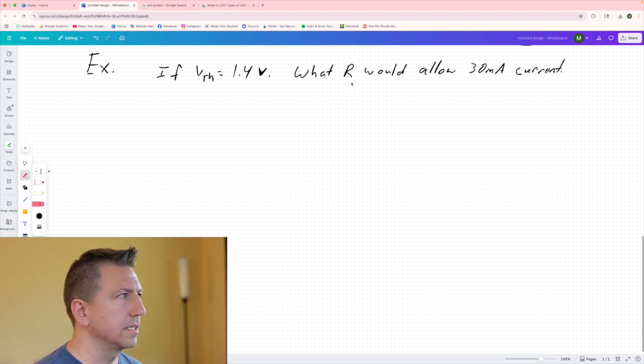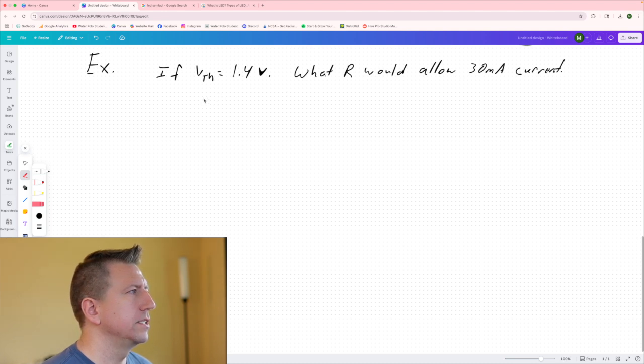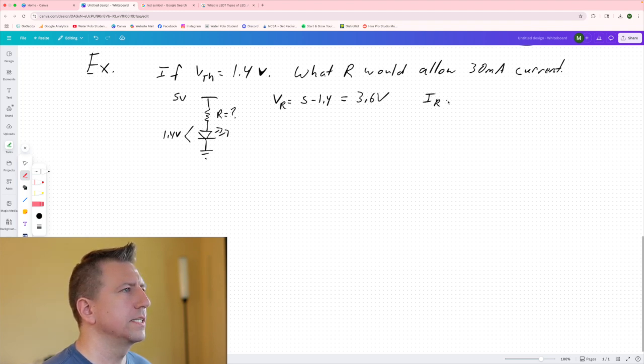Okay, so first thing we're going to do is just kind of redraw our circuit. Okay, so there we have it. We're looking for this R. We know this is 5 volts. I guess it doesn't say that, but let's assume that's 5 volts. And then we know the difference in voltage here is 1.4 volts. So we can find the voltage across the resistor is going to be 5 minus 1.4, giving us 3.6 volts. And in this case, we know the current through the whole thing, the resistor and the LED, is going to be 30 milliamps. That's what we want it to be.